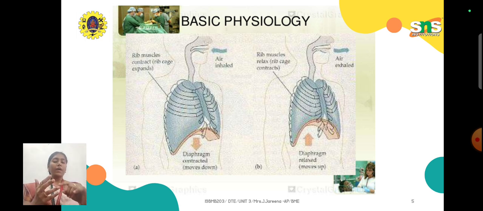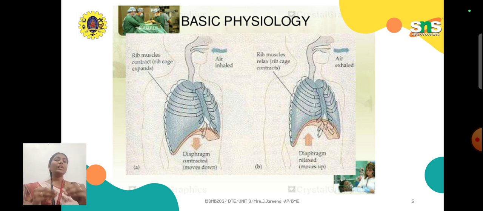There are two factors we have to keep in mind. One is pressure, that is atmospheric pressure and thoracic pressure. The second one is volume. We already know that volume and pressure are inversely proportional. It means when the volume is high, the pressure is low, and when the pressure is high, the volume is low. This is the concept here.